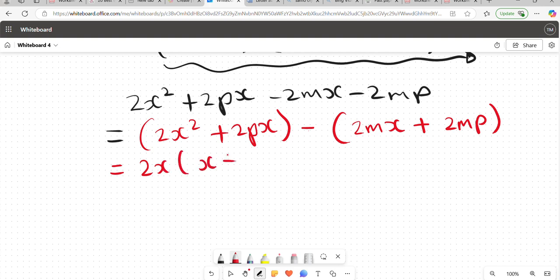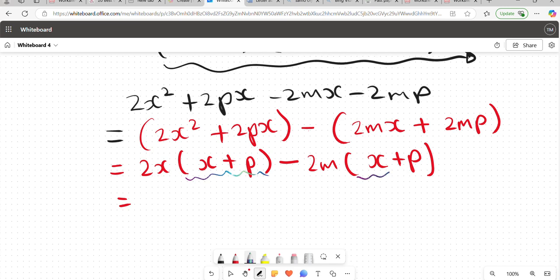I'm left with an x plus a p, right? And in the second bracket, if I take out a 2m, I'm left with the same x plus a p. And like I said in the previous question, the common bracket should always pop up. If it's not popping up, then you grouped the wrong terms. You need to go back up in your question and try grouping another set of terms.